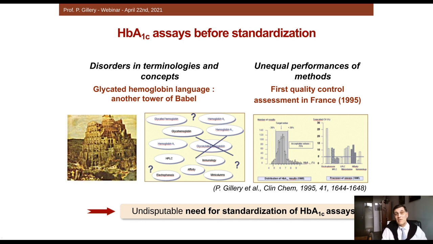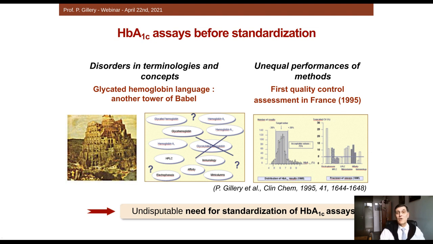And indeed, before standardization, the situation of HbA1c assays was relatively chaotic. There were many disorders in terminologies and concepts, and the performance of methods were highly unequal. You can see on the right part of the slide the results of the first quality control assessment that we performed in France in 1995.